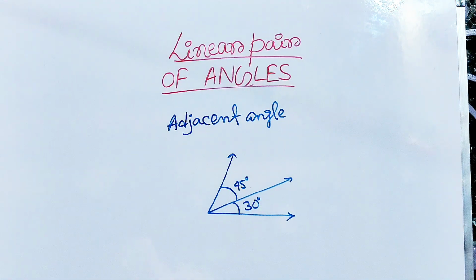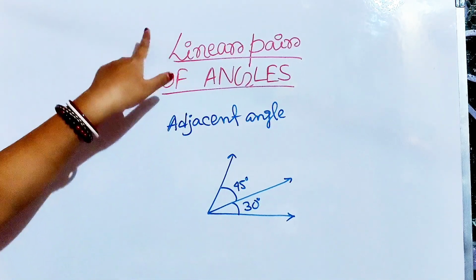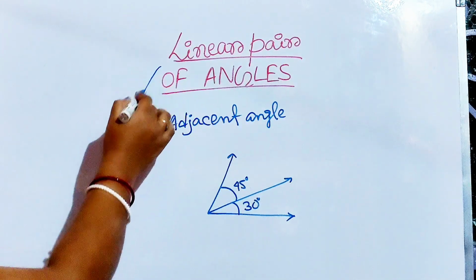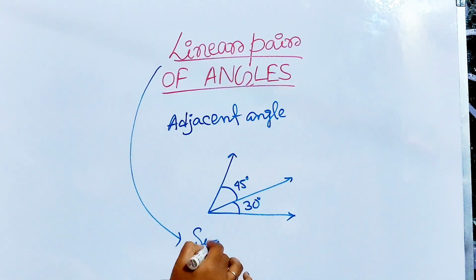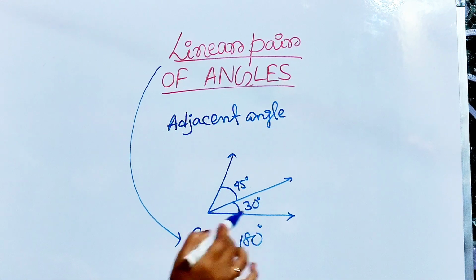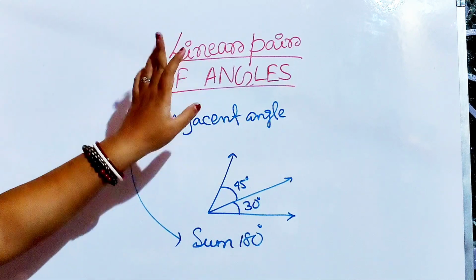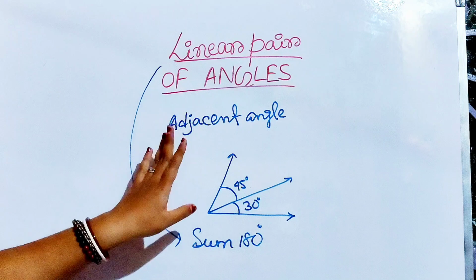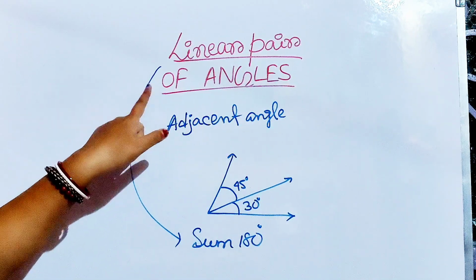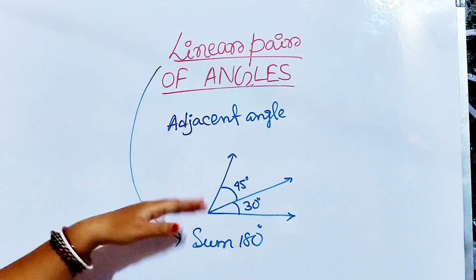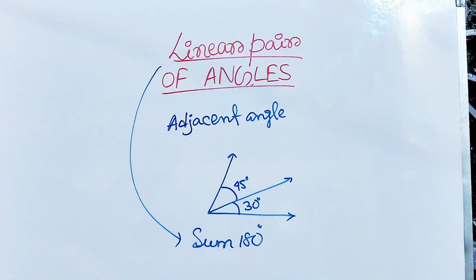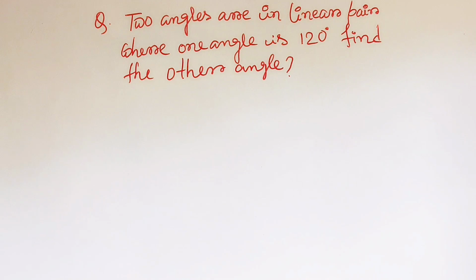If you know, then please comment down. I am now explaining. These are adjacent angle, okay, but these are not linear pair. Why? As you know that if the sum of two angles is 180 degree, then you can say that these two angles are linear pair of angle. But here this is clear to you that 45 plus 30 means the answer will be 75 degree, not 180 degree. So these two angles are not linear pair of angles. These two angles are adjacent angle, not linear pair of angle.